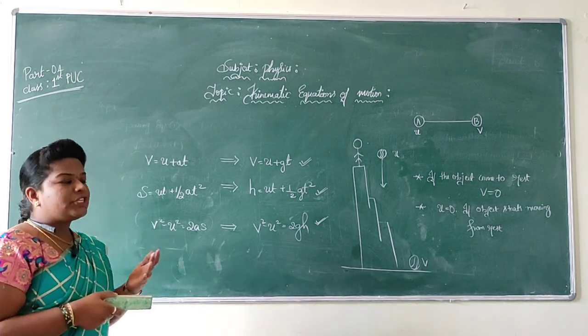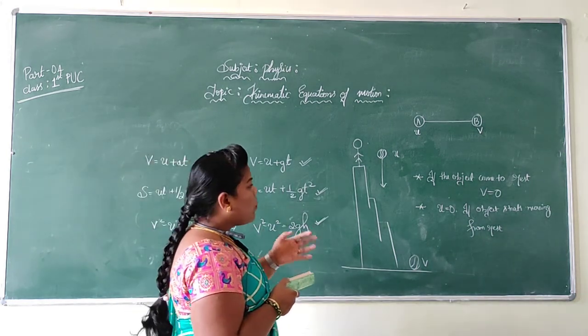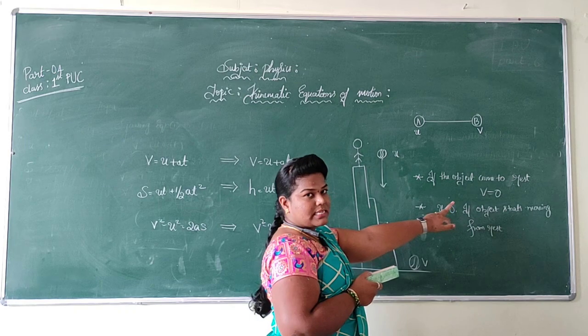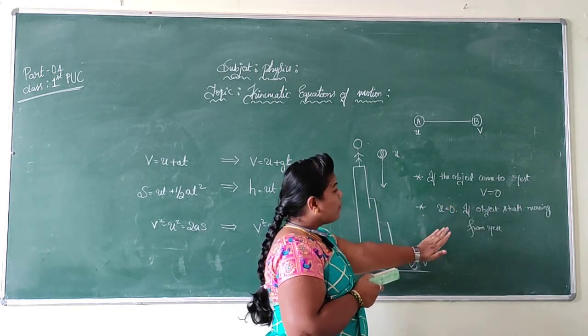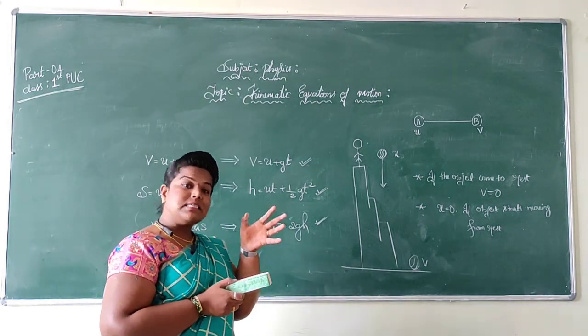So, when to take the initial velocity and the final velocity as 0, there is a condition: when the object comes to rest after the motion, the final velocity is equal to 0, and when the object starts its journey from rest, the initial velocity becomes 0.